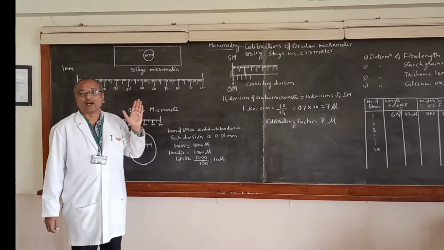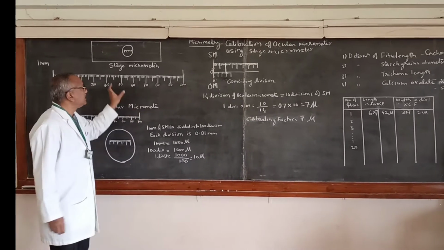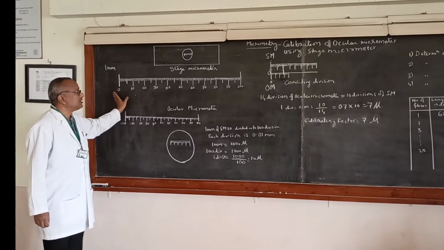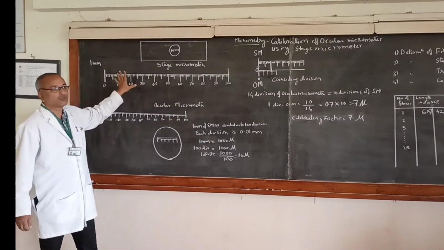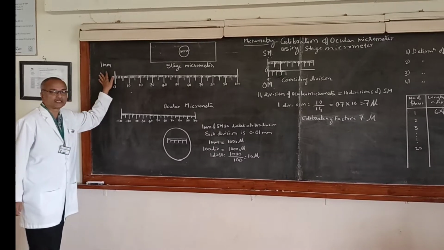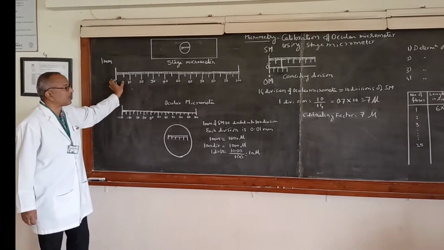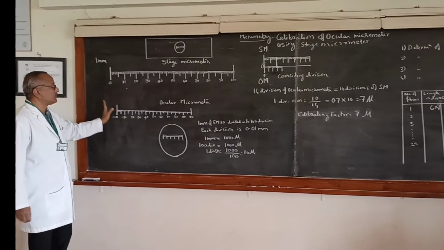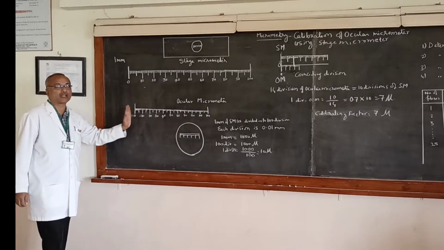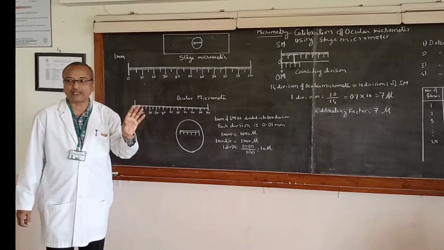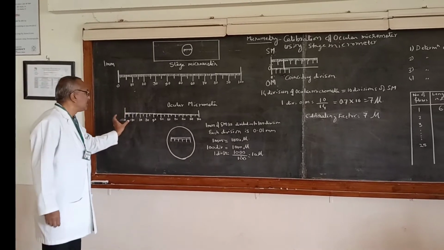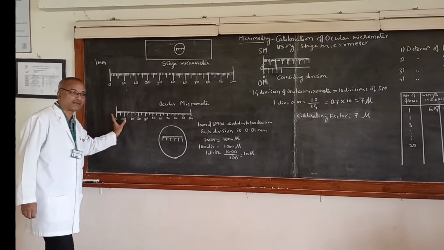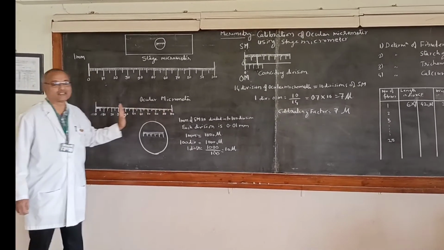So why is the calibration required? The stage micrometer is graduated or etched with 0 to 100 units, and this measures about 1 millimeter, and each unit is 0.01 millimeter, which is around 10 microns. Okay, so the ocular micrometer which we are using for the measurement of the fiber length or the starch grains is not having any units. It is divided into 100 divisions but doesn't have any units.